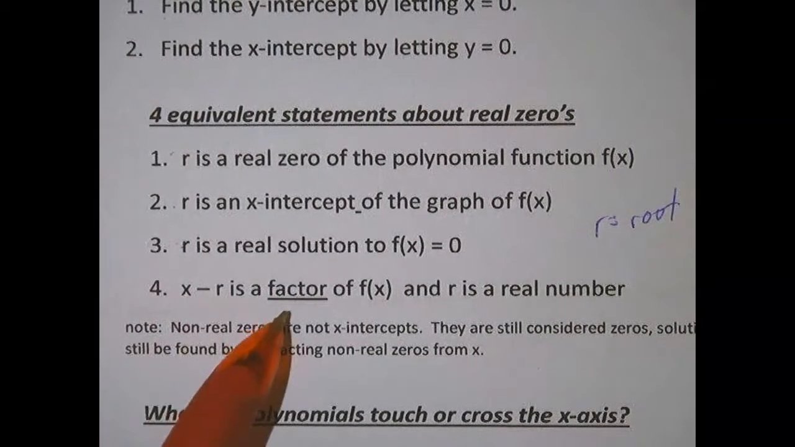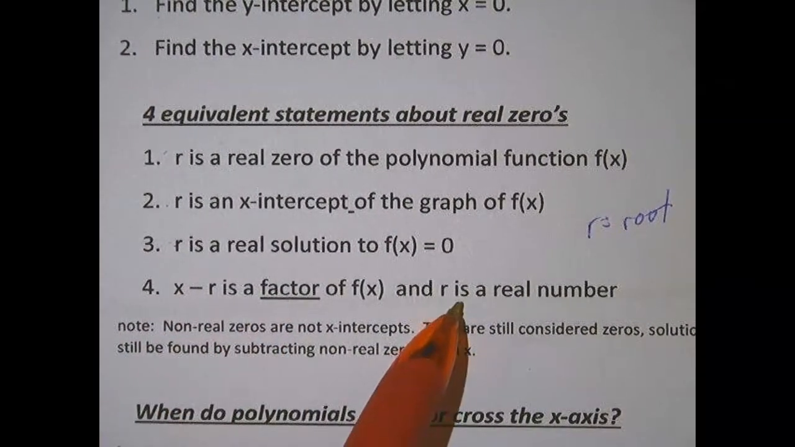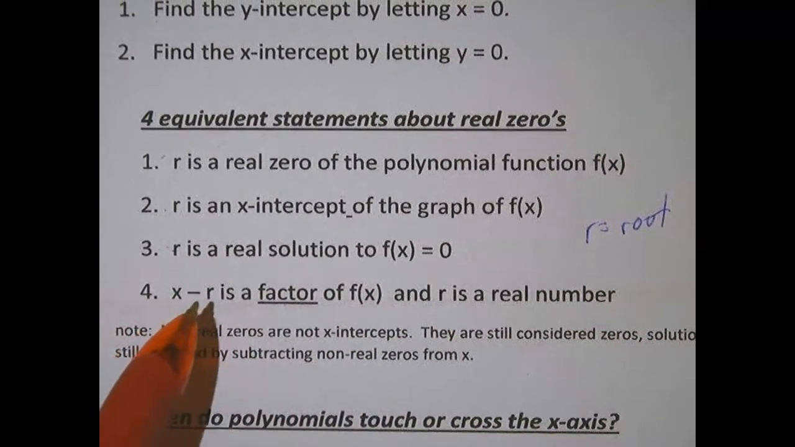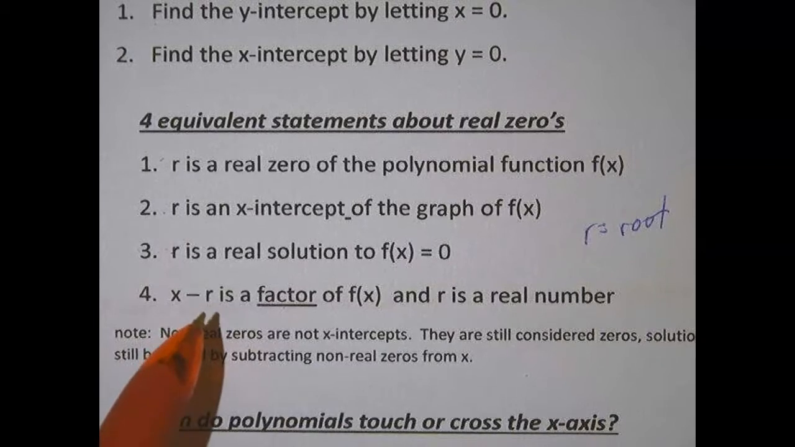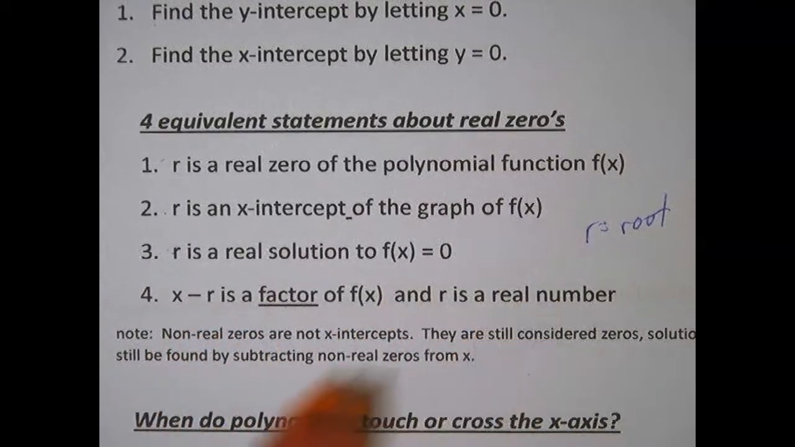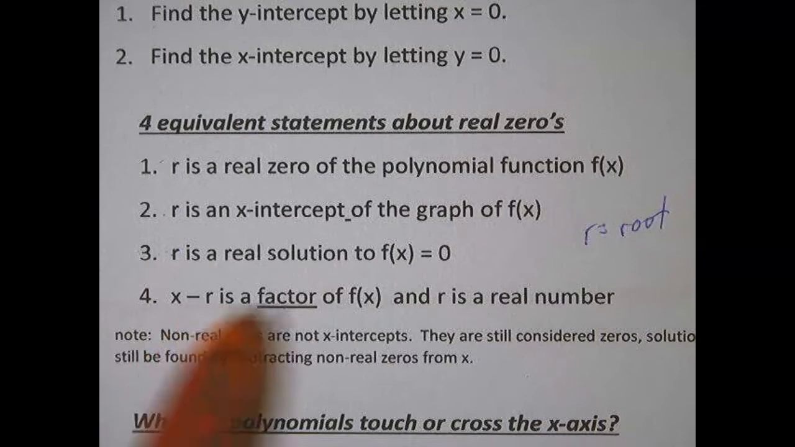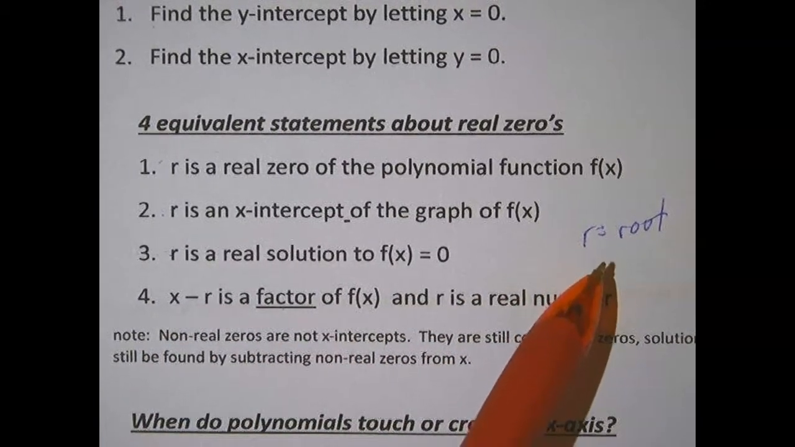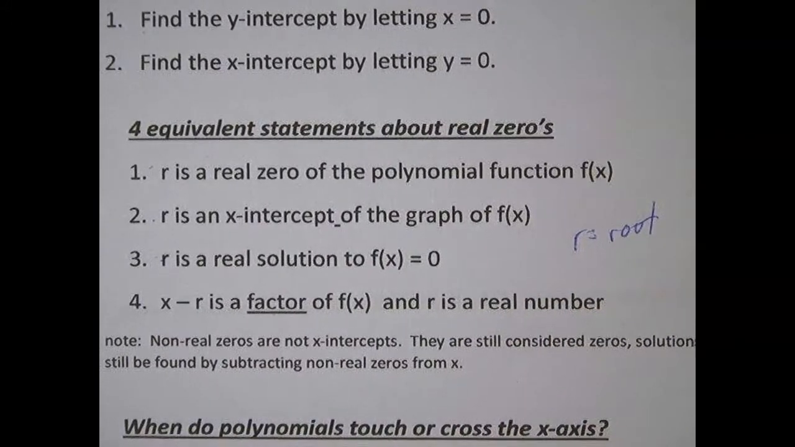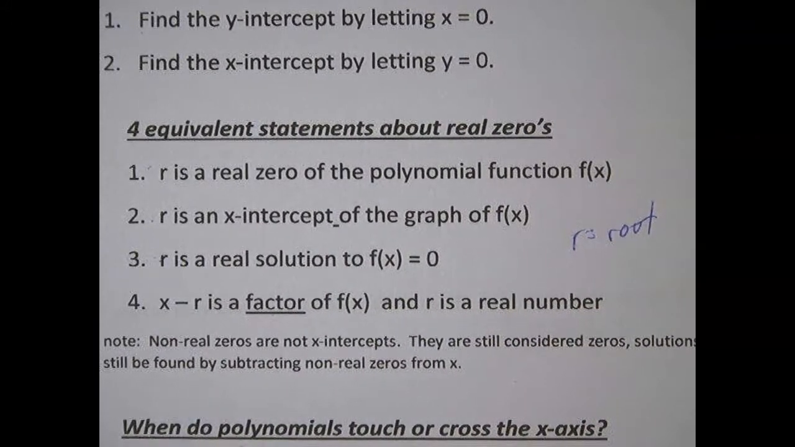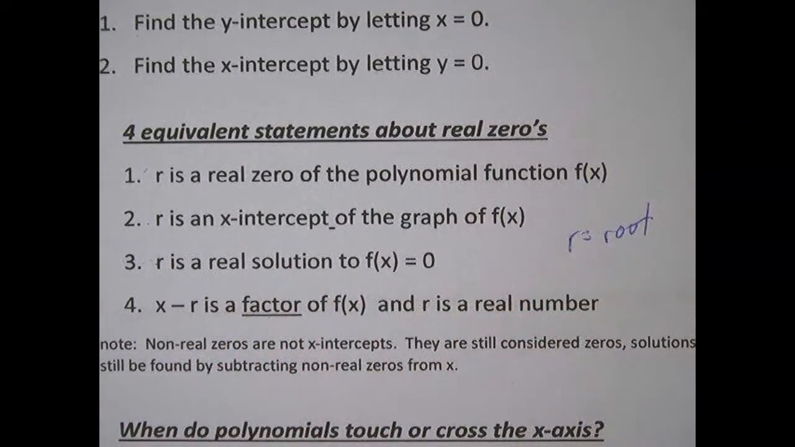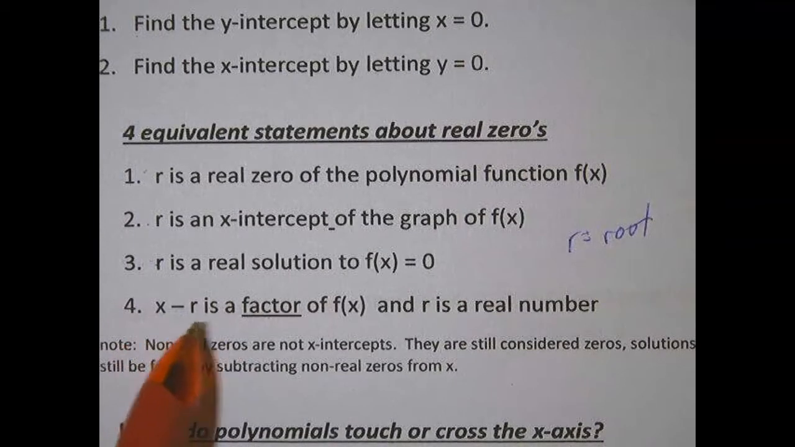If x minus r is a factor, where x is a variable and r is a real number, what this is basically saying is that r is a root or a zero. By the way, the reason that we use r for this is because it stands for root, and a root can sometimes be considered synonymous with a zero. A real root is just like a real zero, and so on. We're going to use those as solutions also, so a root is a solution to the equation. But if x minus r is a factor, then r is a root or zero.